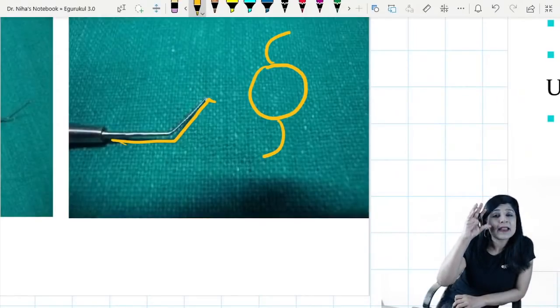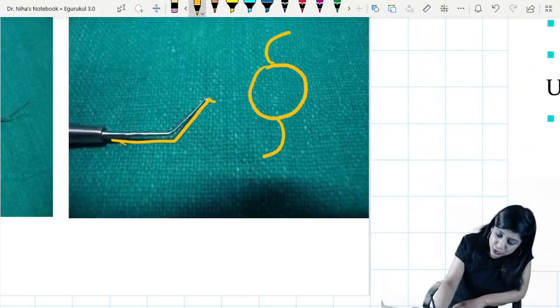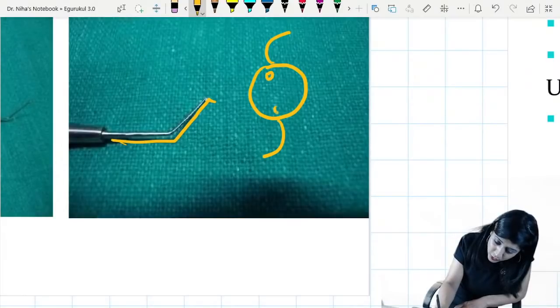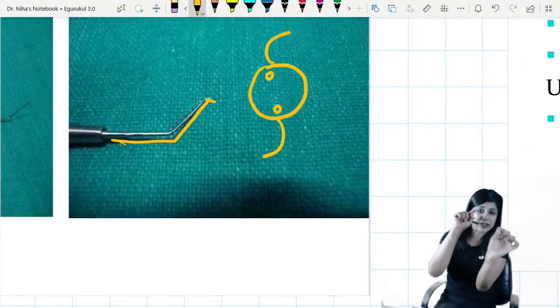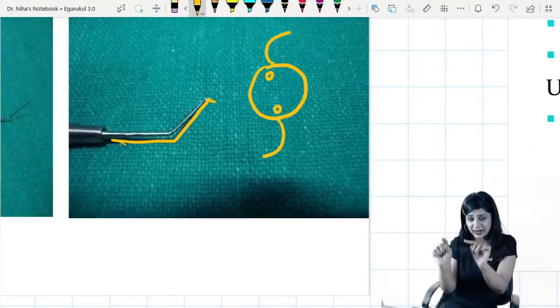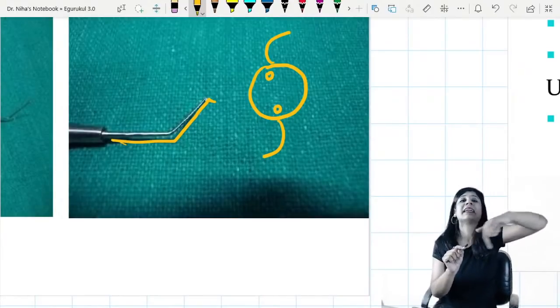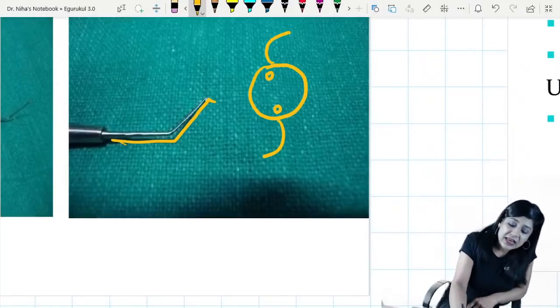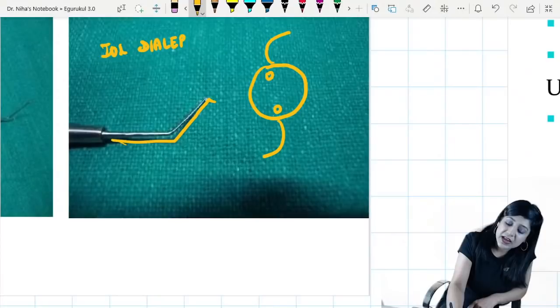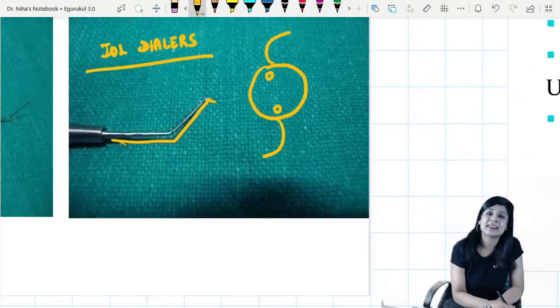Now you have to place the IOL just in the center. You have to work on its fixation. So it will have two dialing holes. We will hook this pointed tip in this dialing hole, and we will try to dial it so that we are bringing it in the center. So for the central fixation of the IOLs, we are using these IOL dialers, in order to bring them in the center. This is called the IOL dialer. Okay.